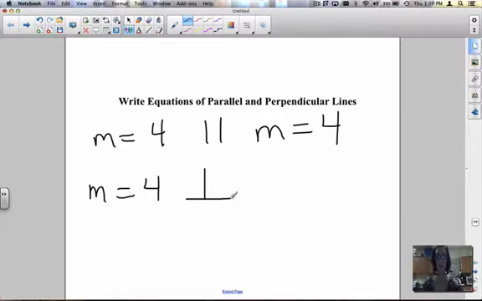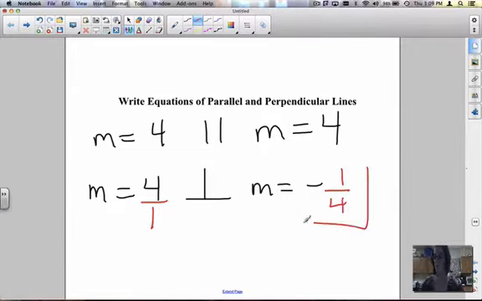Now, what that means is it's the opposite sign. So if it's a positive 4, now the opposite sign, so negative. Reciprocal means you're going to take the number and flip it. So right now it's 4, which can be written 4 over 1. So if I flip it, reciprocate it, it becomes 1 over 4. So the perpendicular slope would be negative 1/4.